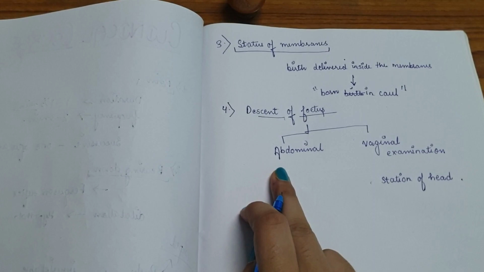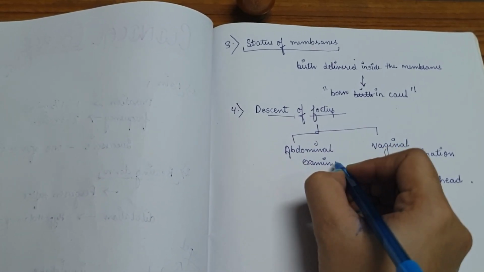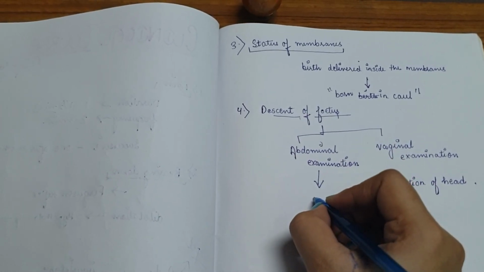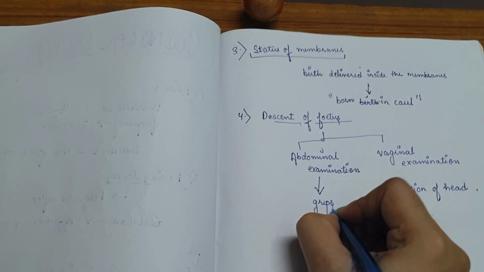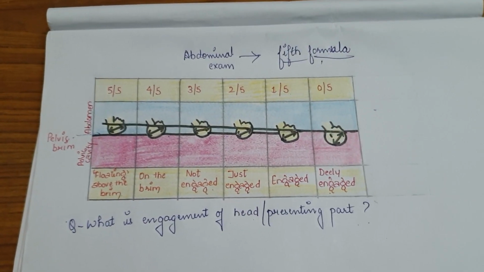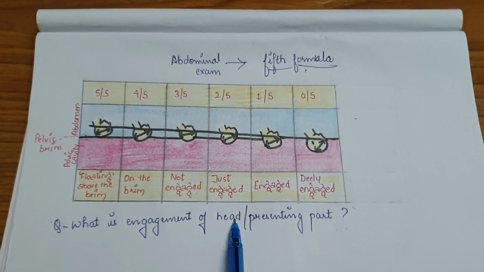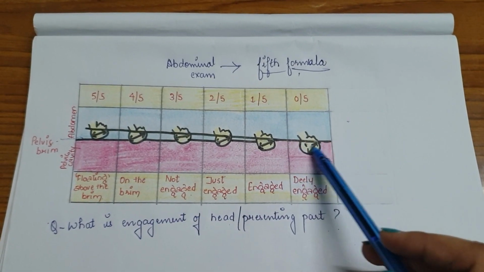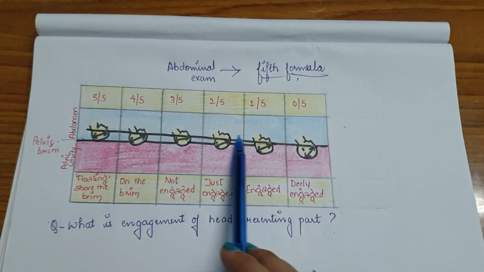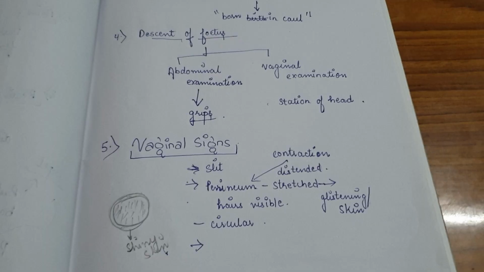Okay, so in case of abdominal examination, basically the abdominal grips have been done to find the station of the head. So the question arises here, what is the engagement of the presenting part, or the engagement of the head, which is normally a presenting part? It is when the widest part of the head enters into the pelvic brim. So when the widest part enters into the pelvic brim, it is known as engagement.